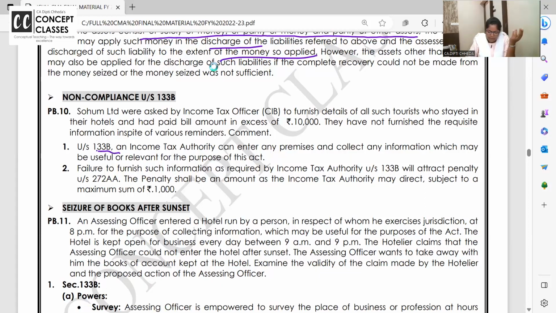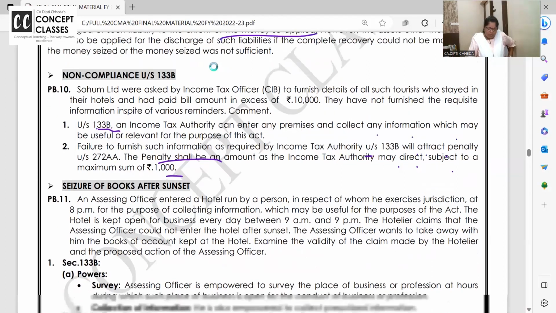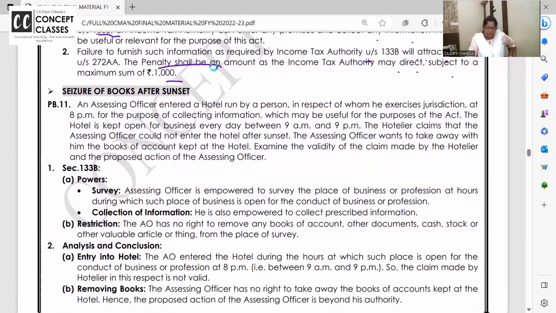Under 133B, the Income Tax Authority can enter any premises and collect information which may be useful or relevant. Failure to furnish such information under 133B will attract a penalty, and the penalty shall be an amount as the Income Tax Authority may direct, subject to a maximum of 1,000. Okay, right. So they need to disclose. If not, there is a penalty.